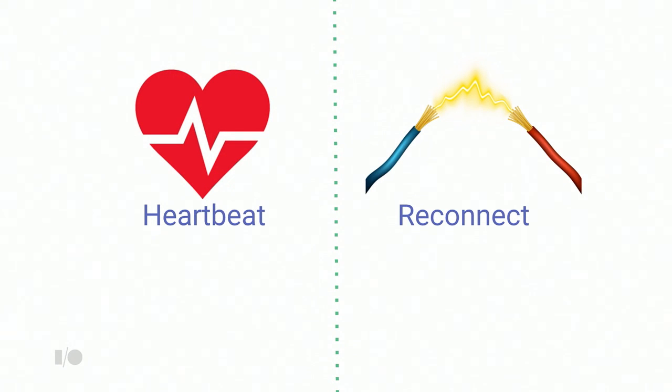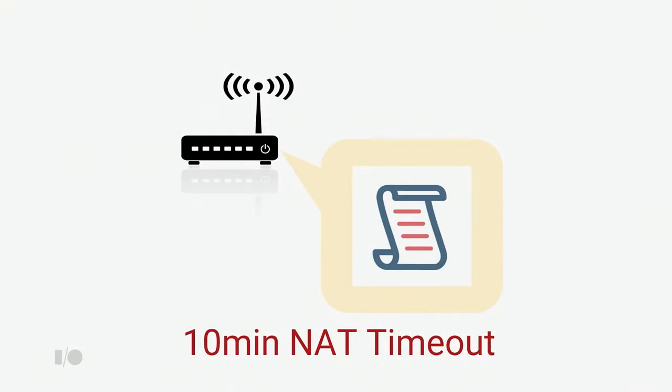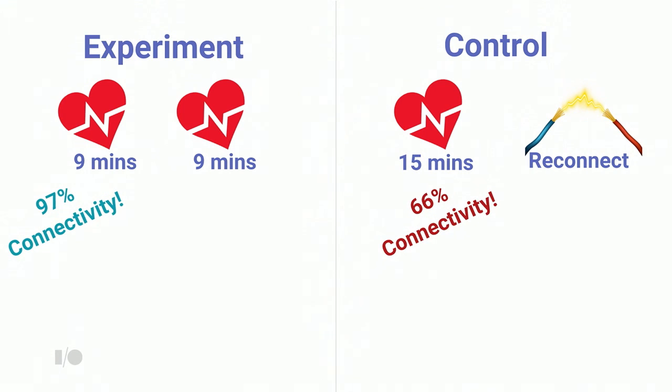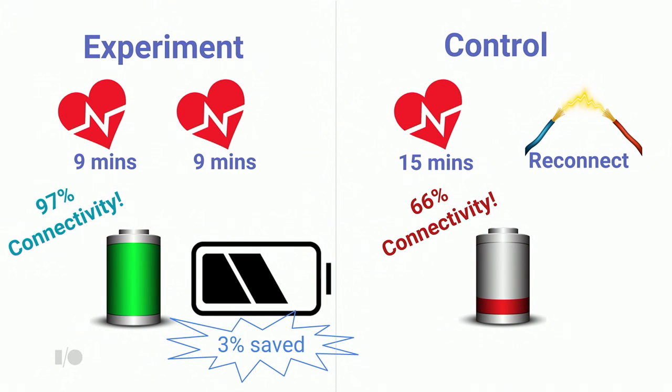From this lab experiment, we came up with some interesting numbers I'd like to share. First, we could compare the cost of doing a heartbeat versus the cost of doing a reconnect. We found that a heartbeat consumed 36% less battery than a reconnect. In addition, if we look at a 10-minute NAT timeout device, again, that's one we've talked about before, in the experiment group, it would simply have 2 9-minute heartbeats. In the control group, it would have a 15-minute heartbeat followed by a reconnect. The experiment group, of course, would achieve the 97% connectivity that we had simulated, and the control group would only achieve 66% connectivity. But more interesting is the experiment group would actually consume 3% less battery. And so by increasing the heartbeat interval in certain situations, we're actually able to save battery, in addition to improving connectivity.